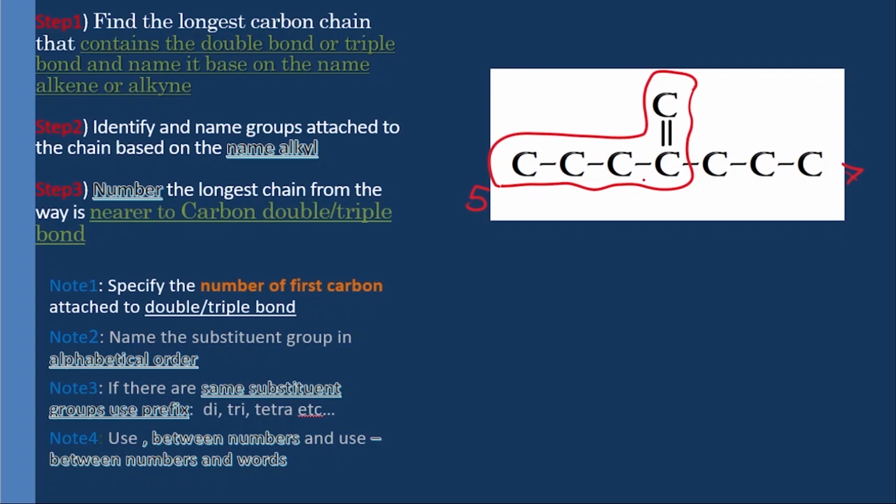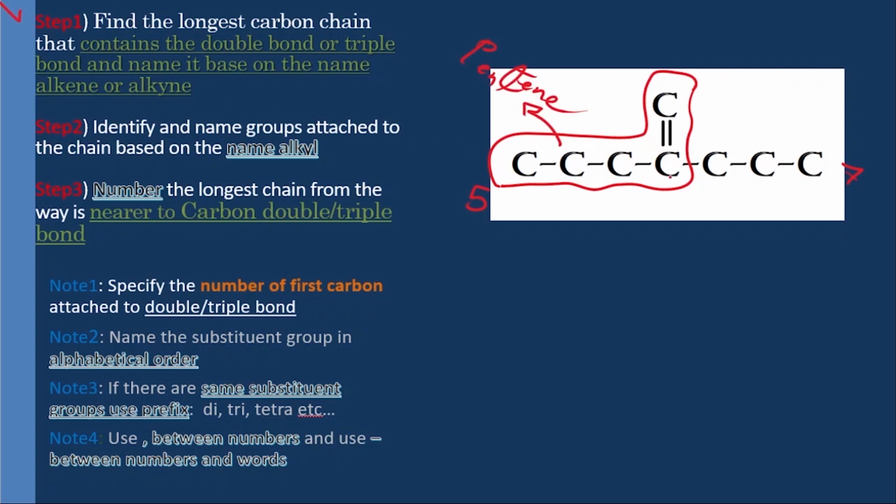It was a good structure for step 1. Note that we always have to put the double bond or the triple bond in our main chain, even if the number of carbons is lower than in the way where the double or triple bond doesn't exist. Okay, we know the name of 5 carbons based on alkene is pentene. So step 1 is done.